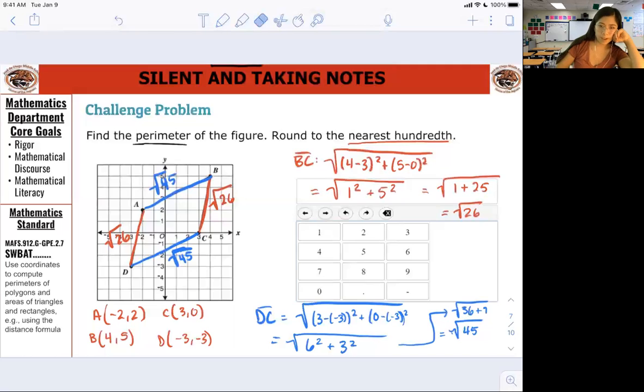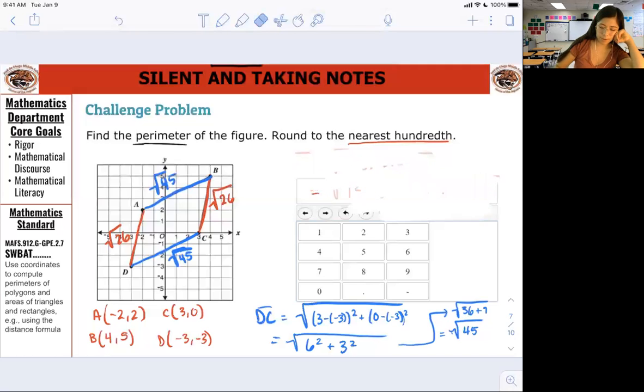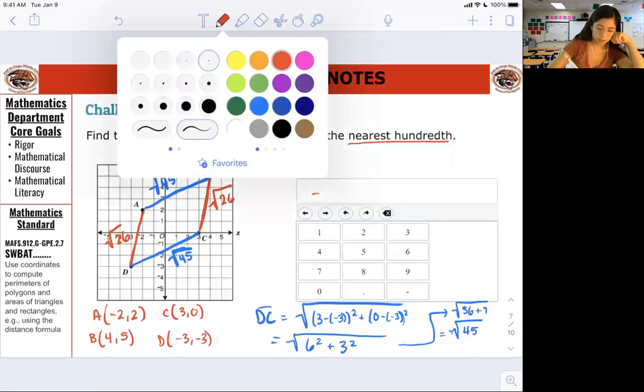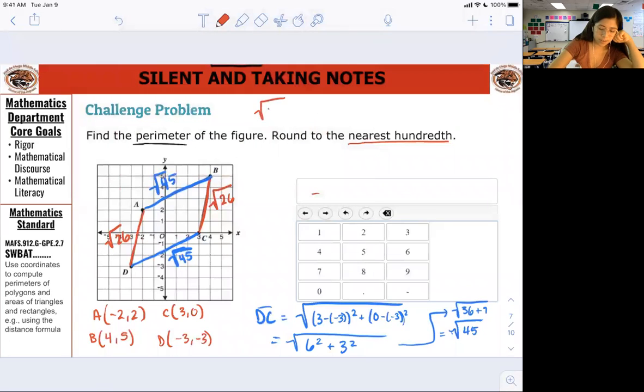Okay, well, now that I've got all my side lengths, perimeter, I got to add all of them up, right? So here's what I mean by getting the best final answer. When you take the square root of 26, what comes up in your calculator? Does it stop at the 9? No, right? So let's get as many decimals as possible. Let's get 5 decimal places. What do you actually get?